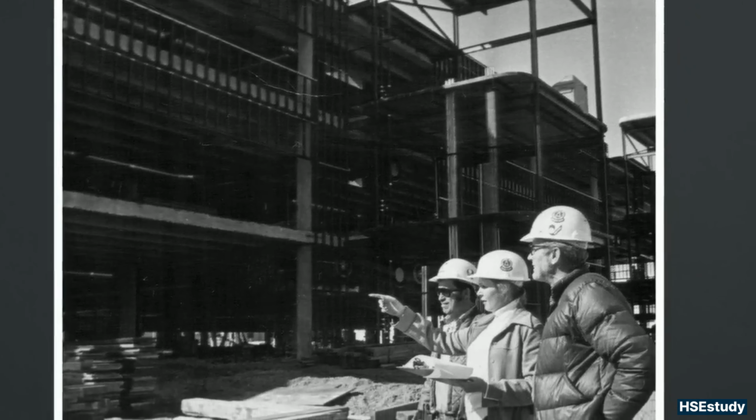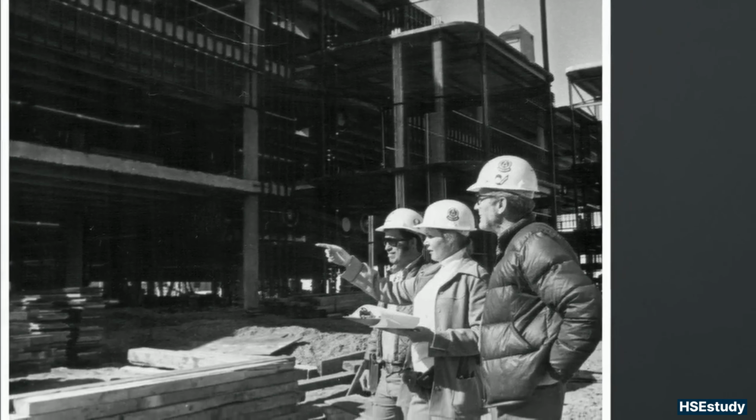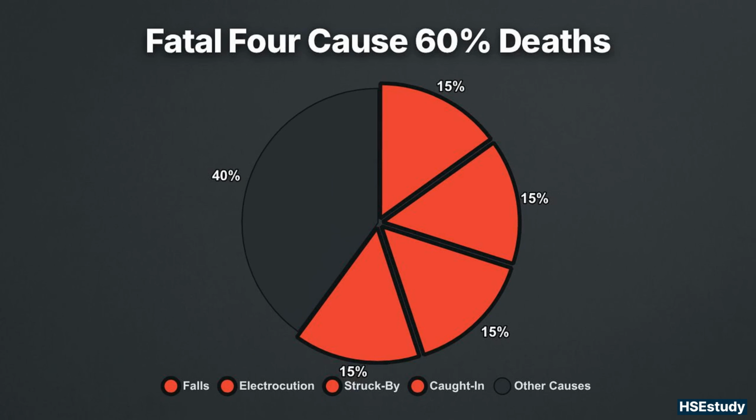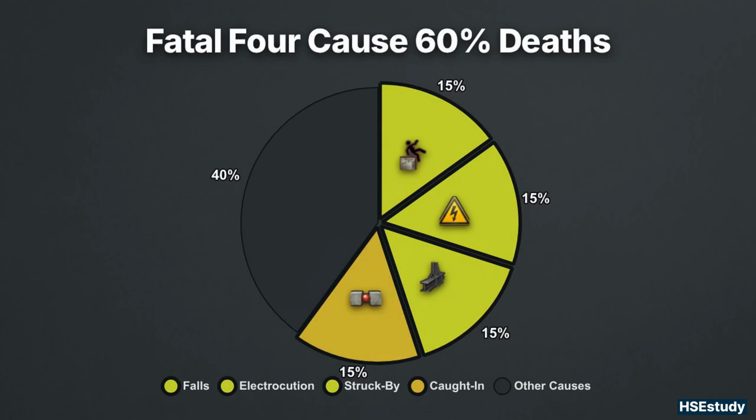Hundreds of construction workers die on the job every year. A massive 60% of all construction fatalities are caused by just 4 predictable events: falls, electrocution, struck by, and caught in or between hazards. Passing the exam means learning how to anticipate these exact 4 scenarios before they happen on your site.